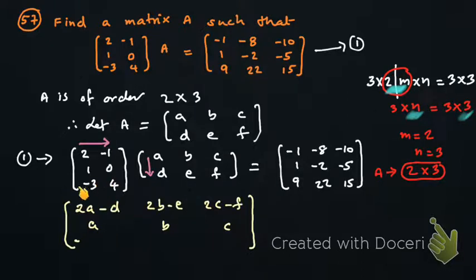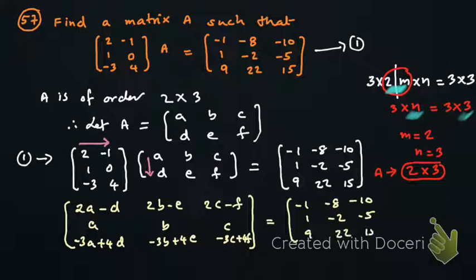Now the third row, minus 3, 4, goes along the first column, goes along the second column, and then goes along the third column. Minus 3, 4 with the first column, minus 3a plus 4d. So I'm going to get minus 3a plus 4d here. Now minus 3, 4 goes along the second column, minus 3b plus 4e, and then minus 3, 4 goes along the third column, which is minus 3c plus 4f, which is equal to the right hand side matrix, which we already know.